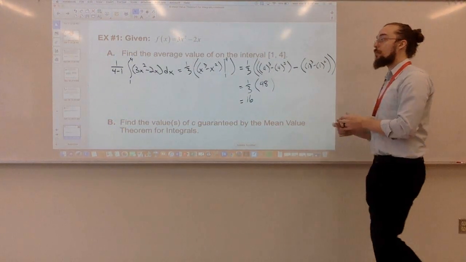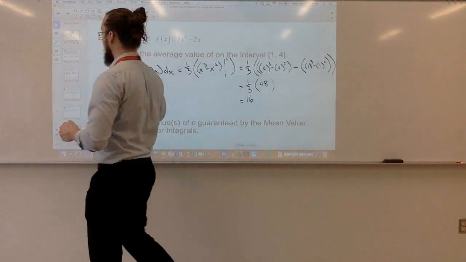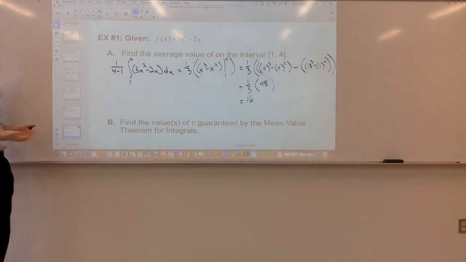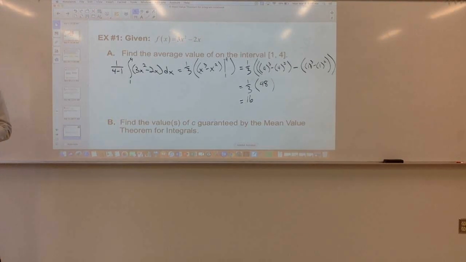Okay, so what we just found is the average value of this function of 3x squared minus 2x. In between x equals 1 and x equals 4, the average y value is 16. Okay, so far?